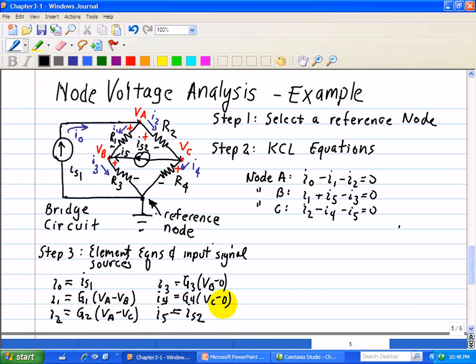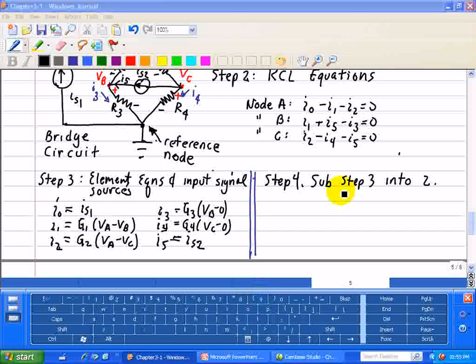Okay, that concludes step 3. And then our next step is to take these currents expressed in terms of the unknown voltages or current sources and put them in our step 2. Step 4 involves taking our element equations found in step 3 and substituting into step 2 for our KCL equations. So we'll start off with node A, then B, then C, and just substitute our unknown node voltages and our known input current sources into step 2.